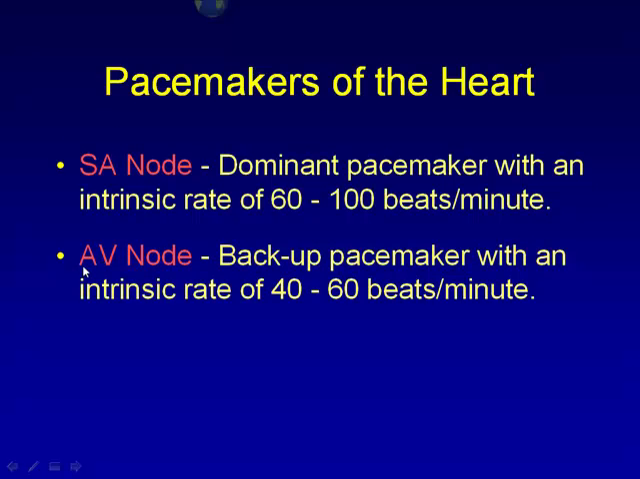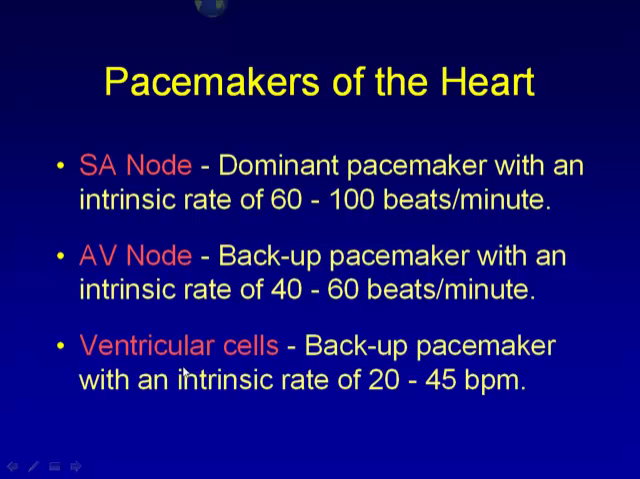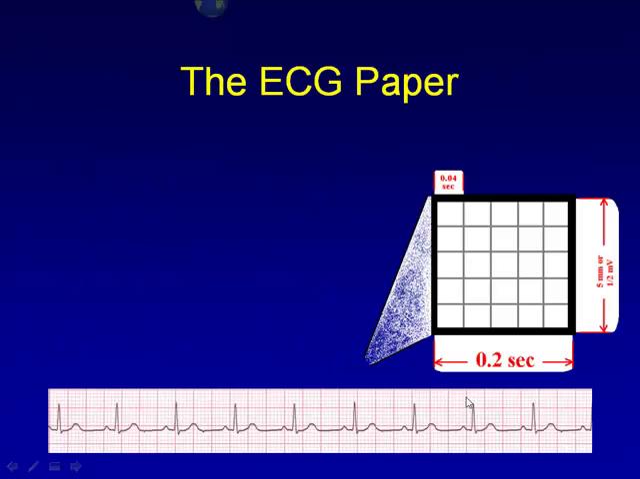Also, we have another pacemaker, which is the AV node. The AV node is a backup pacemaker with an intrinsic rate from 30 to 60. What does that mean? If you find a person with a rate from 40 to 60, this is maybe AV node origin, not SA node origin. It appears as what we call bradycardia. And the ventricular cells, Purkinje system, can also be a pacemaker by itself when these two are not able to produce an action potential. But the rate will become slower and slower, from 20 to 45 beats per minute.